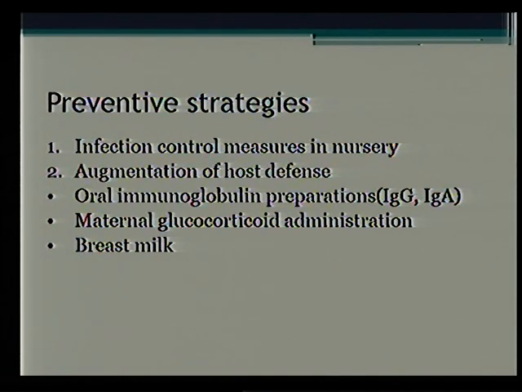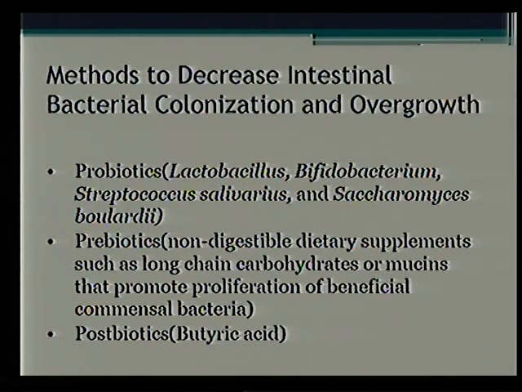So very much stress is laid upon the infection control measures in the nursery, and of course augmentation of the host defense in the form of either oral immunoglobulin preparations which are now being available, or maternal glucocorticoid administration. Previously glucocorticoids used to be administered for lung development, now the same thing is being applied also for the intestinal development. And of course we have our breast milk which is being given as trophic feeds.